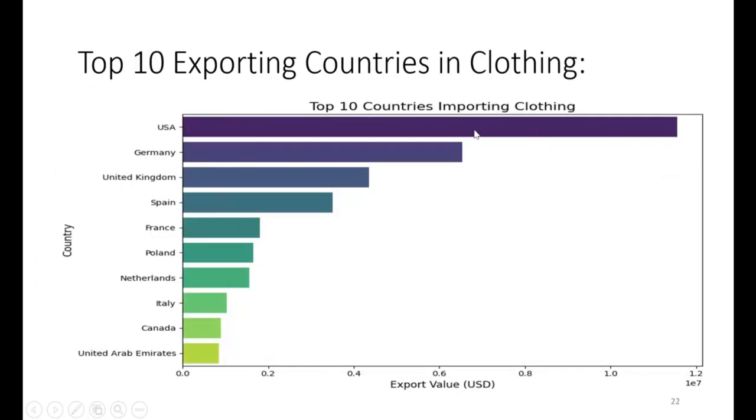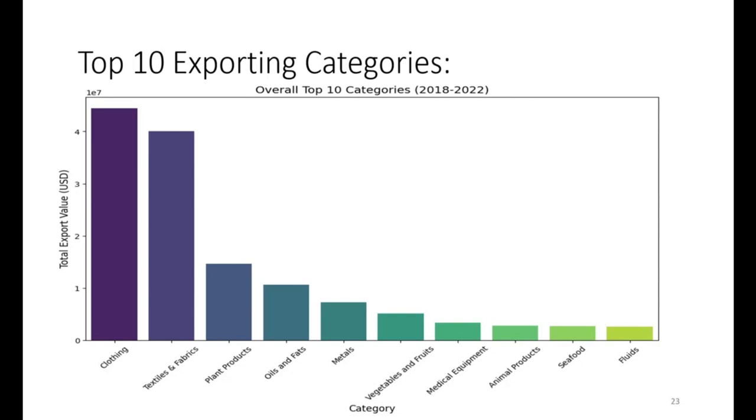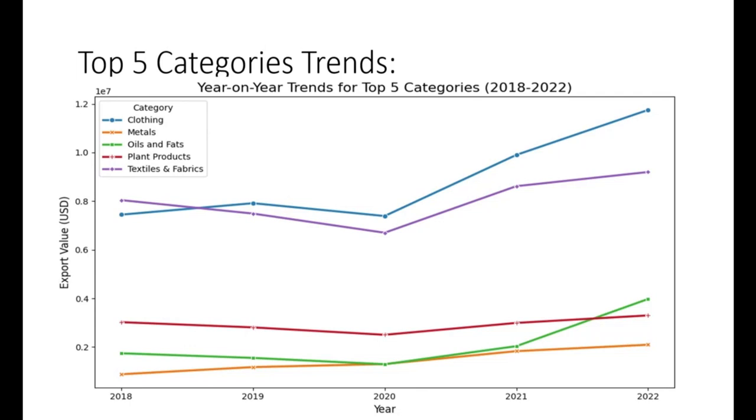So here are the top 10 countries importing the top category. What is the top category? That is clothing, and these are the top 10 countries importing it. The top is the USA, then Germany, then the UK, and then Spain, and these are the top 10 countries of the last 5 years. These are the top 10 exporting categories of the last 5 years. First is clothing, then textile and fabrics, then plants, then oils and fats, and so on. These are the top five categories, and there are the trends of the last 5 years.